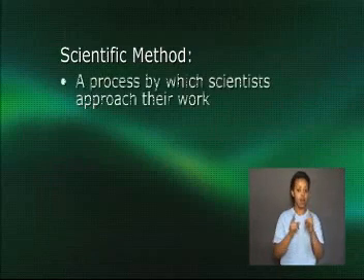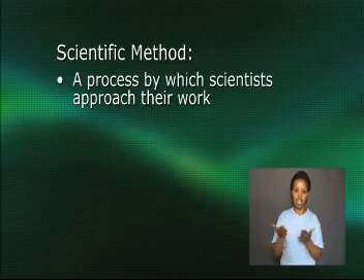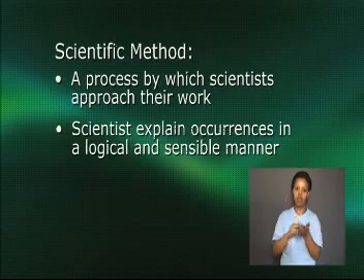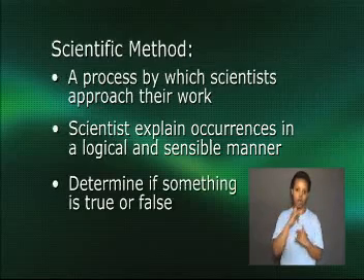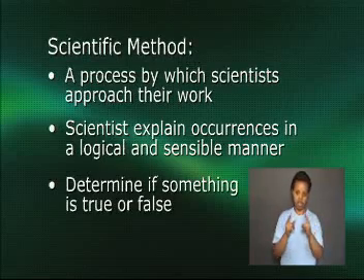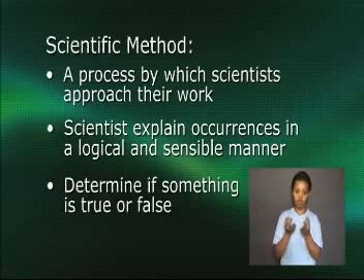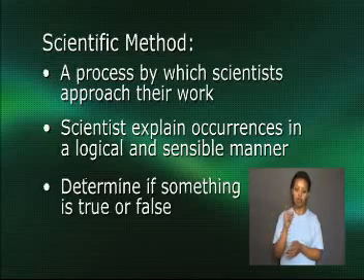Scientific method is the process by which scientists approach their work. They do so in a logical and sensible manner. Scientific method is a way of observing and explaining events while trying to establish if the explanations are true or false. For years, people explained what they saw without testing their ideas to determine if they were correct.